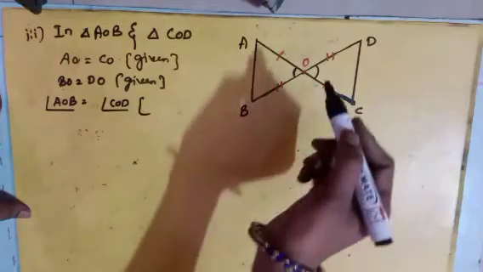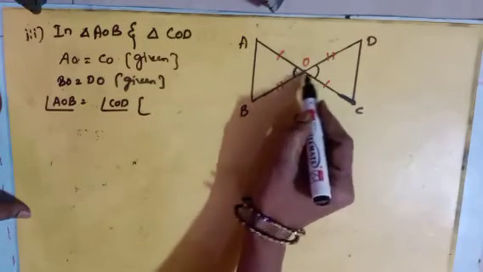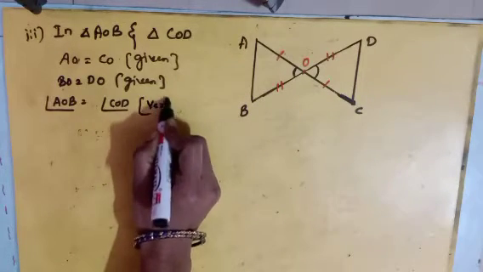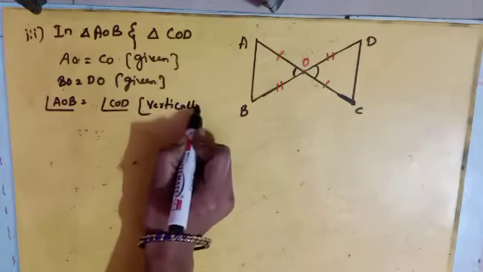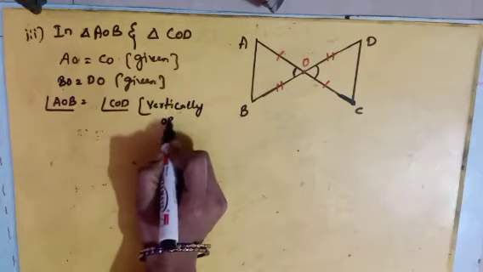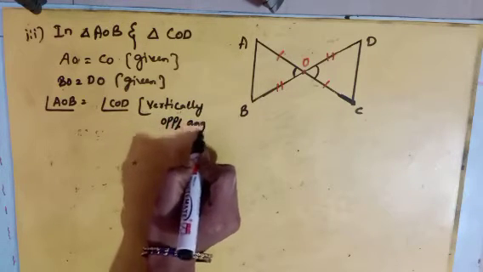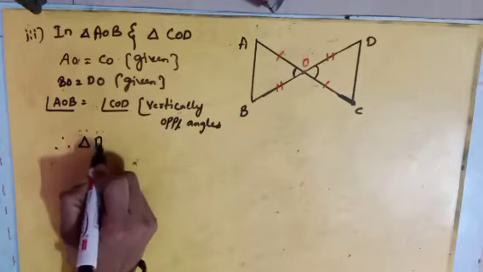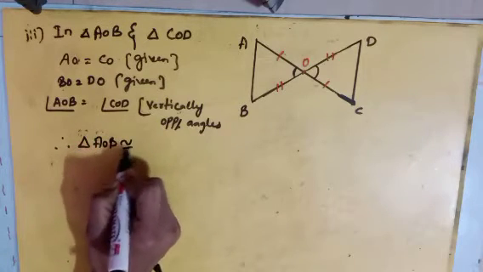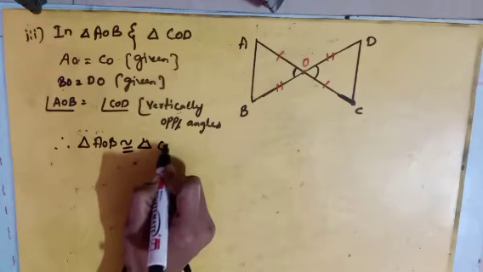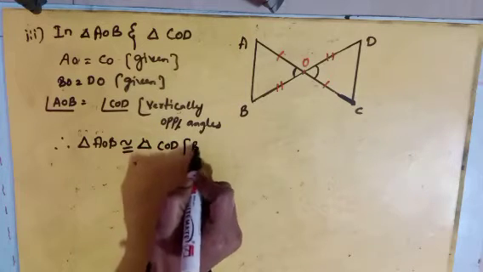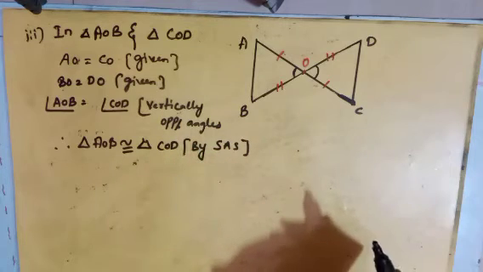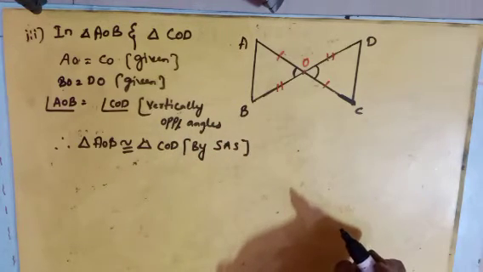It is an included angle and also it is called vertically opposite angles. Therefore, triangle AOB is congruent to triangle COD by SAS congruency condition. Next, let us solve the next one.